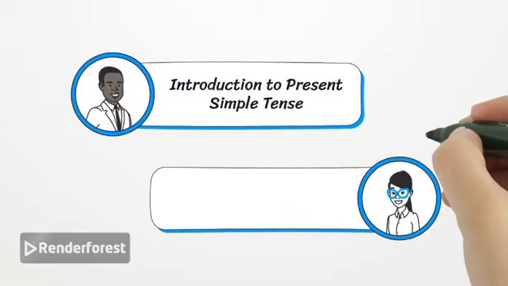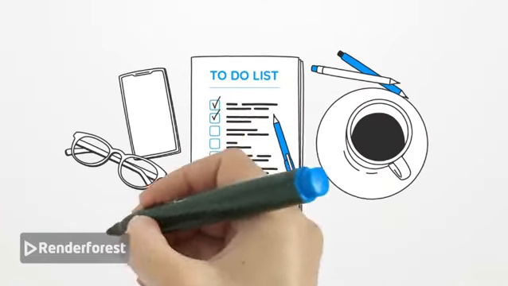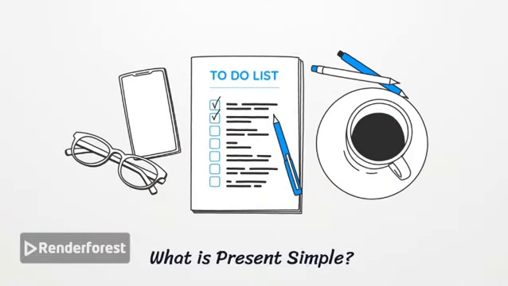Hello and welcome. Today, we're going to talk about one of the most important tenses in English grammar, the present simple tense. It's easy and useful. We use the present simple tense to talk about actions that are always true, habits, routines, and general facts.